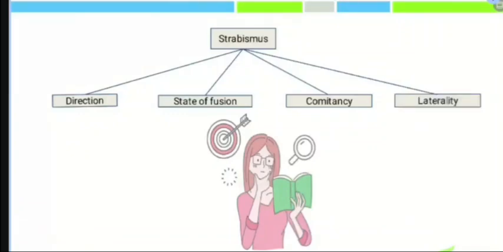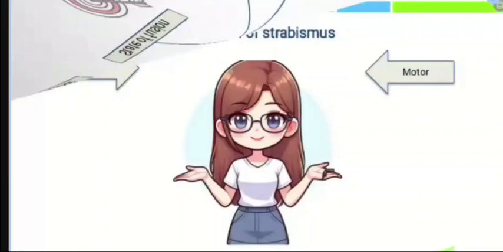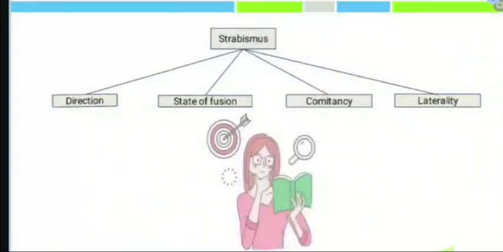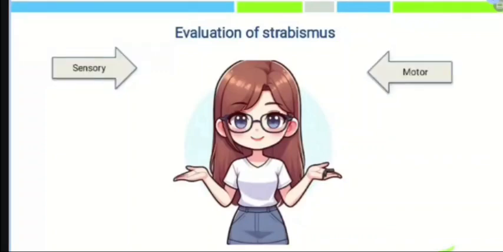And then laterality. Laterality simply means whether it is unilateral or bilateral, whether it is shifting or not shifting. And then the evaluation part. I hope the other basic things will be coming back into your mind. So now we are going into the evaluation part, which has been split into two types: sensory evaluation and motor evaluation.